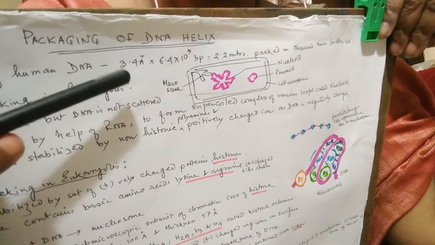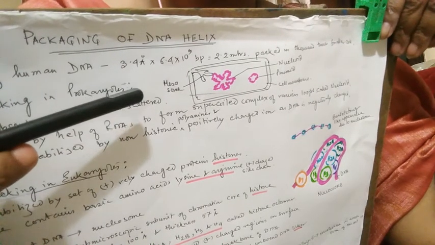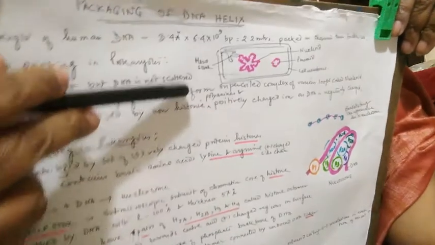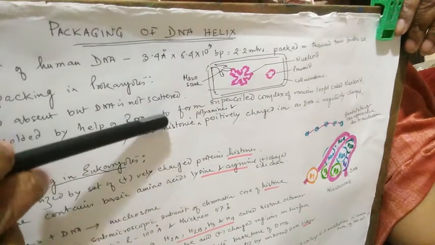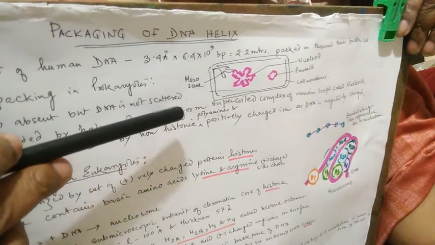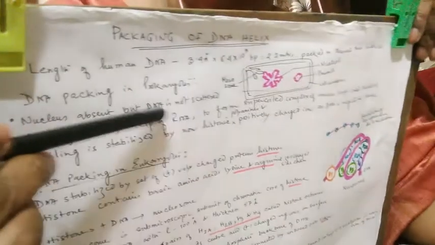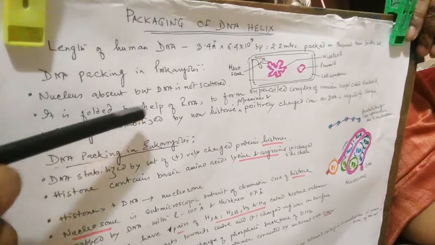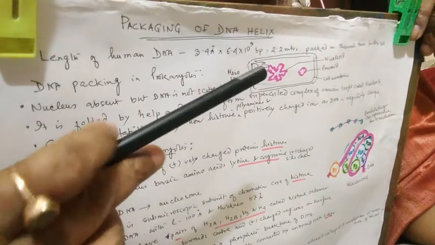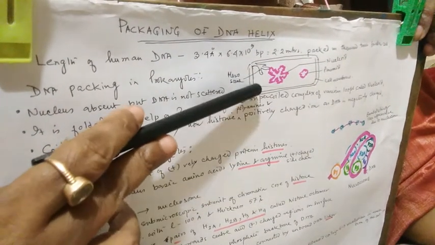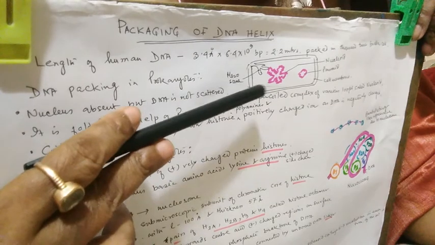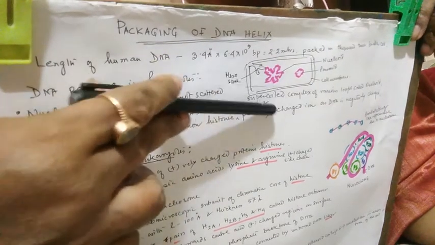So 2.2 meters of DNA is packed in a cell which is 1,000 times smaller than the DNA. First of all, we will go for the packaging in the prokaryote, because the prokaryote is very simplified. We know that they don't have any proper nucleus. There is no nuclear membrane.